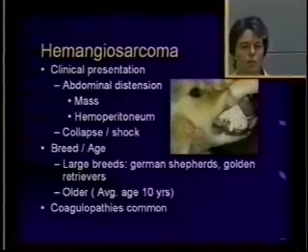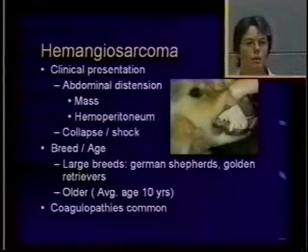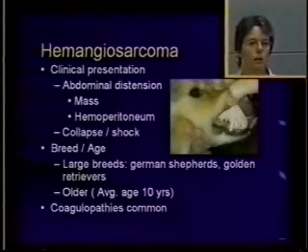Hemangiosarcoma can present with a number of different clinical signs. It may present with abdominal distension if you have a very large splenic mass. It may present with hemoperitoneum. They may present just collapsed and in shock, either because they've had an acute bleed into their abdomen or because they have hemangiosarcoma affecting the heart and they now have pericardial fluid that is causing cardiac tamponade and poor cardiac output. So these animals can present in essentially an emergency state.